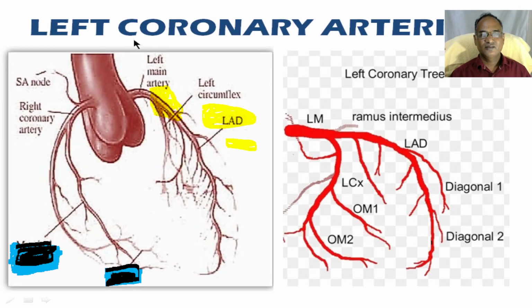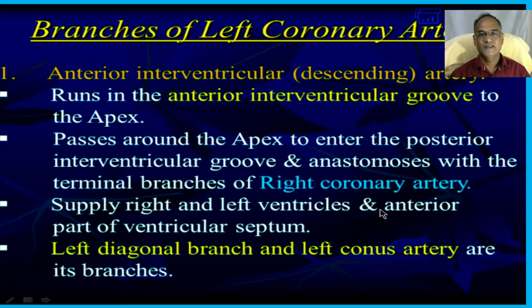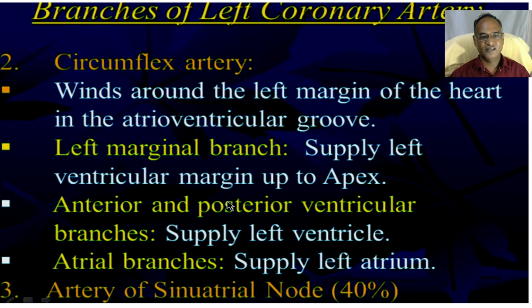The left coronary artery has many subdivisions like LCX, OM1, OM2, the diagonal arteries 1 and 2, LAD, and ramus intermedius, and more than 7 branches are available on the left side. So it is the dominant one. The main branches of the left coronary artery are the anterior interventricular artery, which is one, and second, the circumflex artery, which again has two branches. The sinoatrial node artery is connected in about 40%.